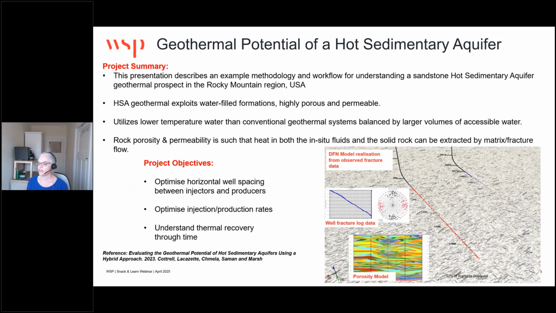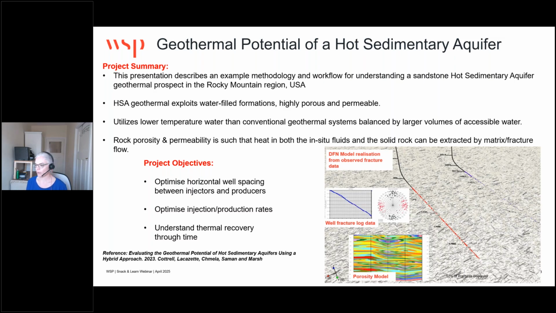So this presentation describes an example methodology and workflow for understanding a hot sedimentary aquifer prospect near Denver in the Rocky Mountains. Hot sedimentary aquifer geothermal systems exploit highly porous and permeable formations. And they utilize lower temperature water than in conventional hydrothermal geothermal systems, but this is balanced by the larger volumes of water that's accessible.